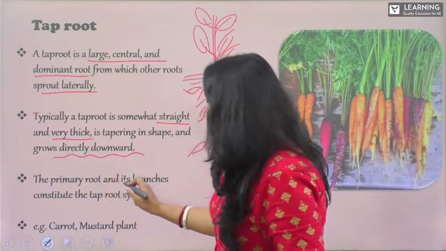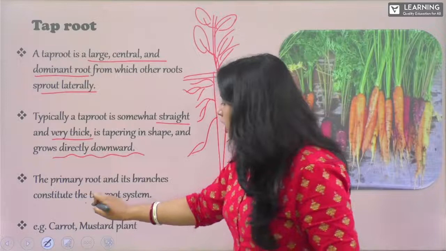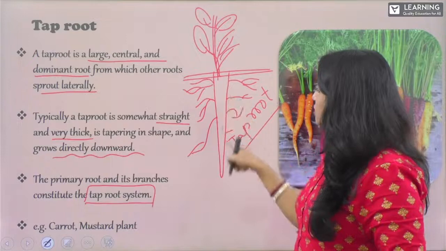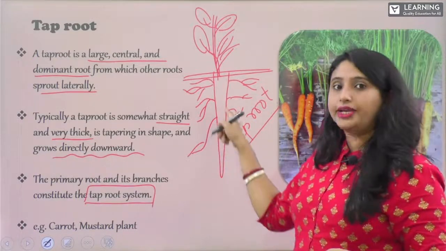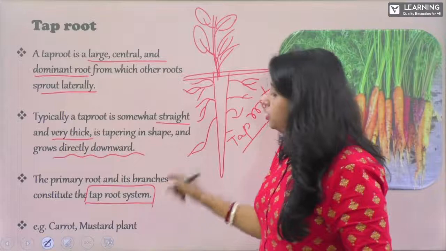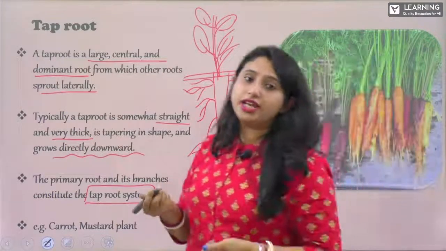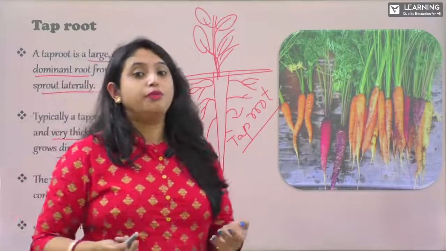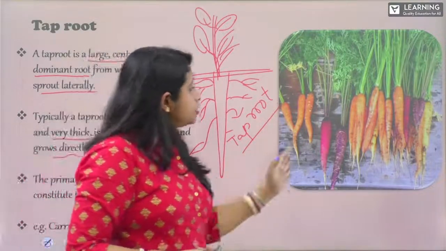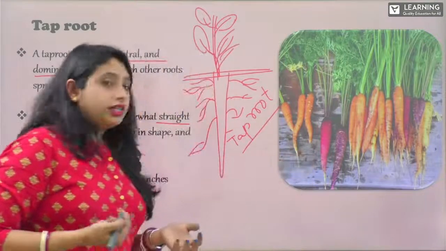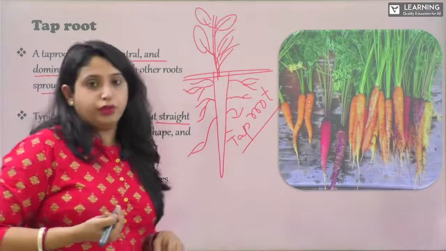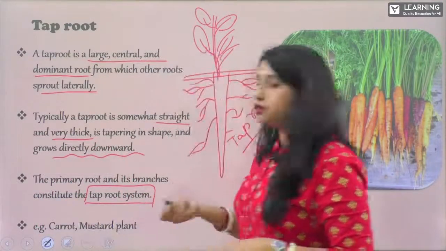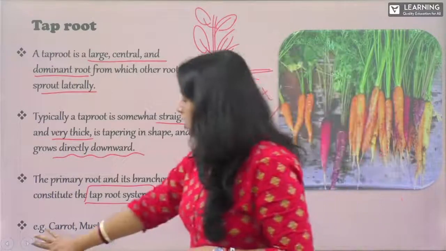So the primary root and its branches constitute the taproot system. As I already mentioned, this is also the primary root. As in the picture, you can see, in case of carrot and radish, you will see this type of roots, okay? So see, this is a carrot, right? Radish. Turnip, there you will see the taproots, okay? It is thick, solid and straight. So carrot, mustard plant, there you will see the taproots.